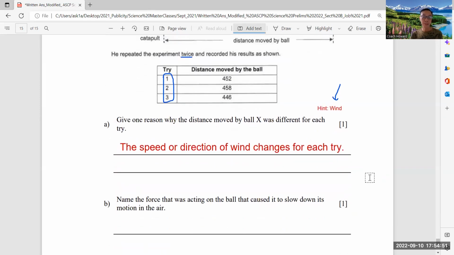Next, name the force that was acting on the ball that caused it to slow down its motion in the air. You can put frictional force or you can put air resistance. So you have frictional force or air resistance.